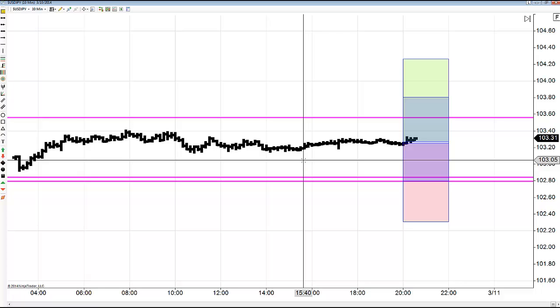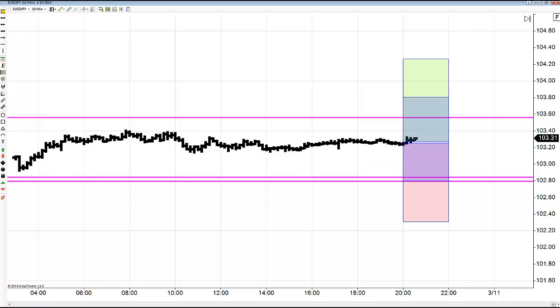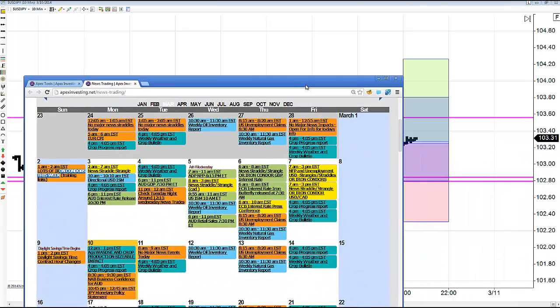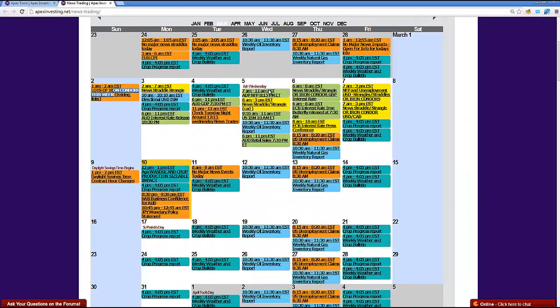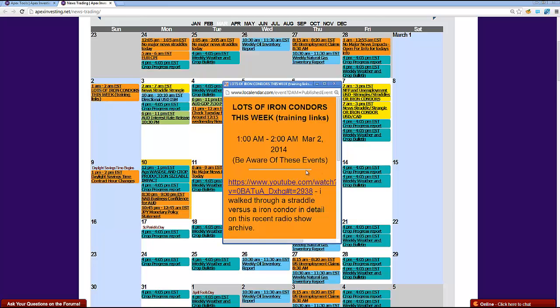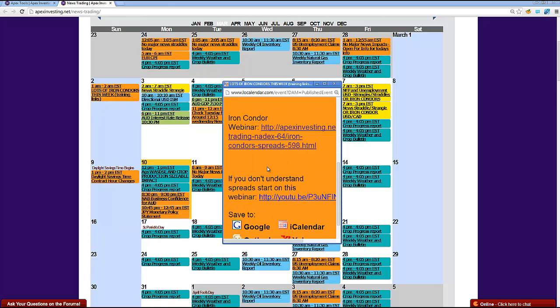So that's pretty much a quick summary on spreads. I know that's really a quick summary. A really good webinar to watch, I did one the other day with Trading Pop, right over here. So if you don't understand spreads, start here.